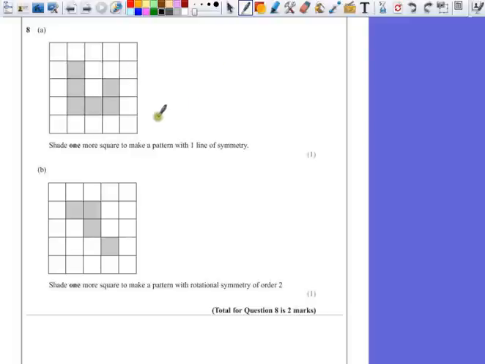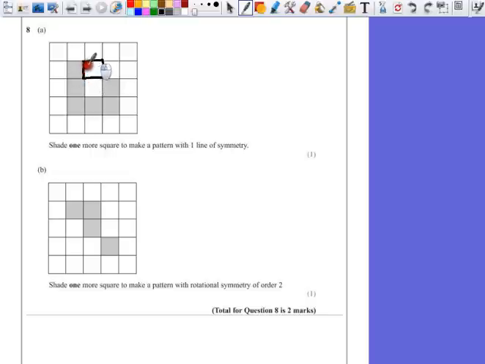Question 8, part A. Shade one more square to make a pattern with one line of symmetry. So a line of symmetry is like placing a mirror and having it somewhere where it would look exactly the same, just reflected over that line. Now if we put the line through there, we could, in theory, colour in this square here. Now that's quite a complicated way to think about this one.